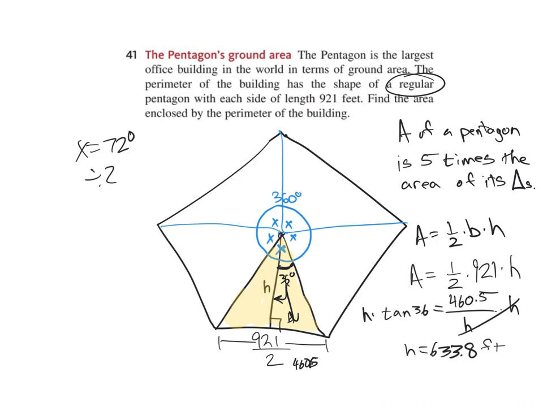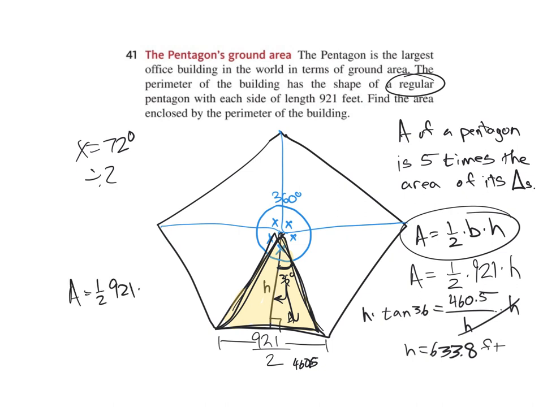That's our h. So now we can figure out the area. We use our big base because we're going to do the big area of this triangle. Okay? So the big area would be one half the base, 921, times the height, which we just found, 633.8. So take your calculator and multiply those together, divide it by 2. And so our area of the triangle there is 291,875.9 feet squared. These are how many square feet are in that little triangle.